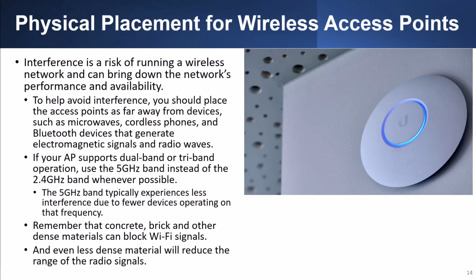Interference is a risk of running a wireless network and can bring down the network performance and availability. To help avoid interference, you should place the access points as far away as possible from devices such as microwaves, cordless phones, and Bluetooth devices that generate electromagnetic signals and radio waves. If your AP supports dual-band or tri-band operation, use the 5 GHz band instead of the 2.4 GHz band whenever possible. The 5 GHz band typically experiences less interference due to fewer devices operating on that frequency. Remember that concrete, brick, and other dense materials can block the Wi-Fi signals, and even less dense materials will reduce the range of the radio signals.